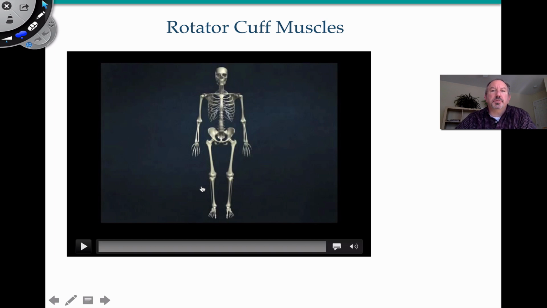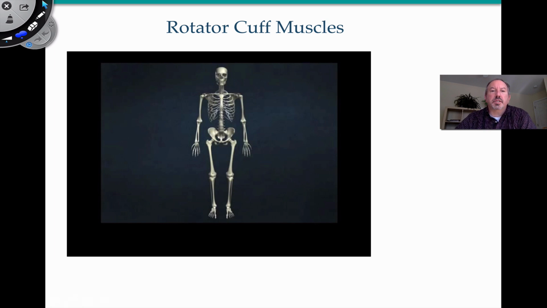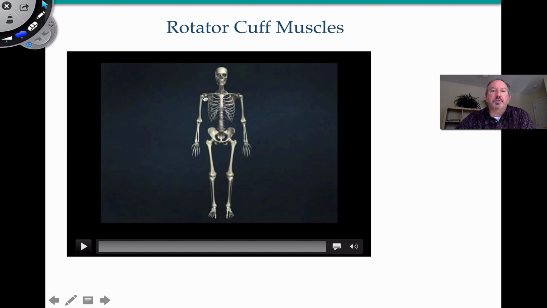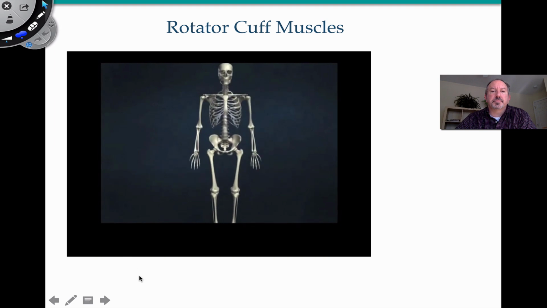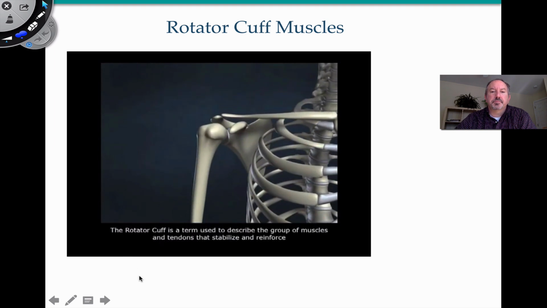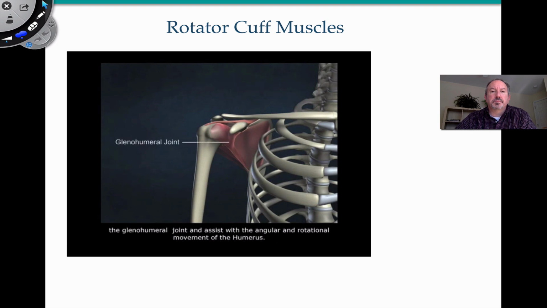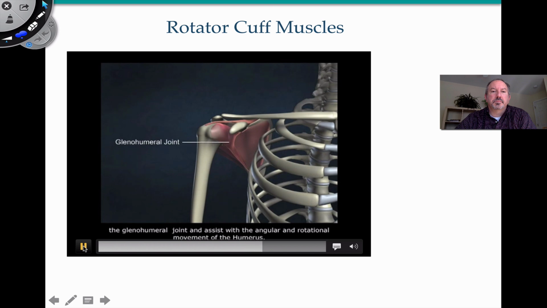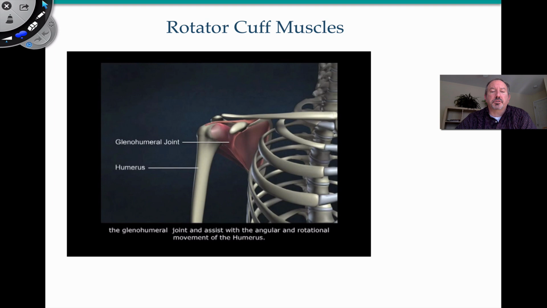Now we're going to transition to some muscles and tendons that are associated with the shoulder joint, where the humerus articulates with the scapula. The rotator cuff is a term used to describe the group of muscles and tendons that stabilize and reinforce the glenohumeral joint and assist with the angular and rotational movement of the humerus. The glenohumeral joint is where the head of the humerus is articulating with the scapula. Basically it's for rotation, as the name implies, rotator cuff, and stabilization of the shoulder.